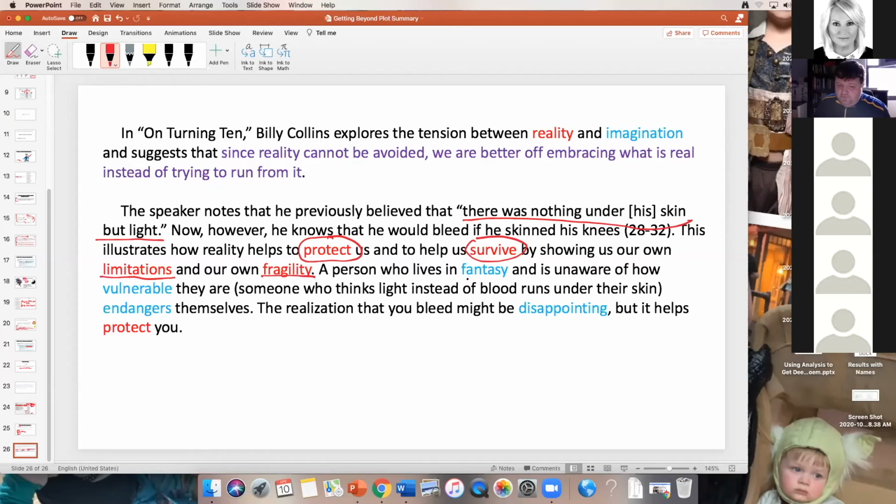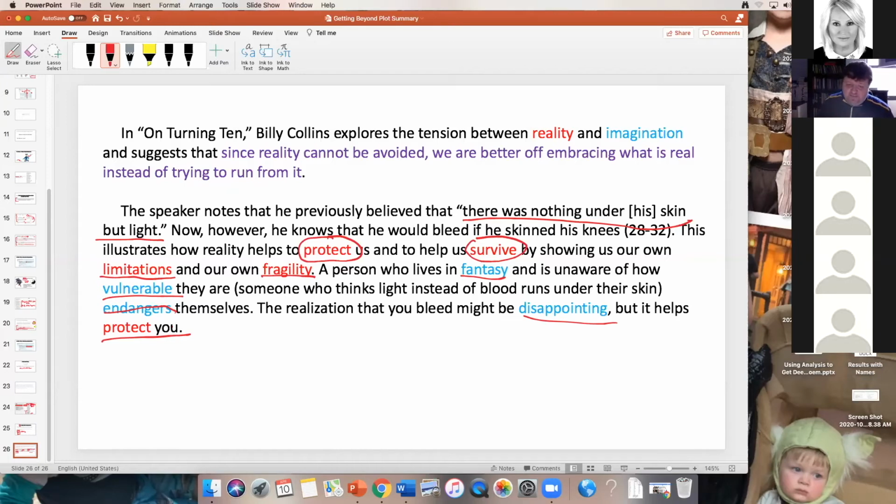A person who lives in a fantasy and is unaware of how vulnerable they are, someone who thinks light instead of blood runs under their skin, puts themselves in danger. The realization that you bleed might be disappointing, but it helps protect you in the long run. Now, that's me trying to support my interpretation. I'm saying this is a poem about how this boy is realizing that imagination needs to kind of drift away. Does that make sense? And so then I go through and I find evidence and I try to explain what about this evidence makes me think that.